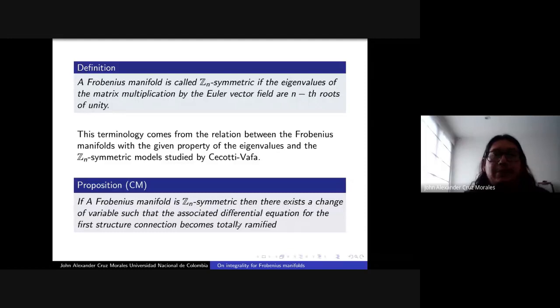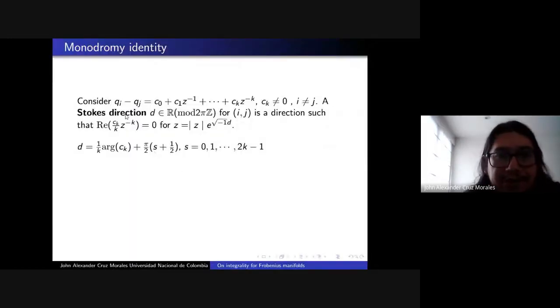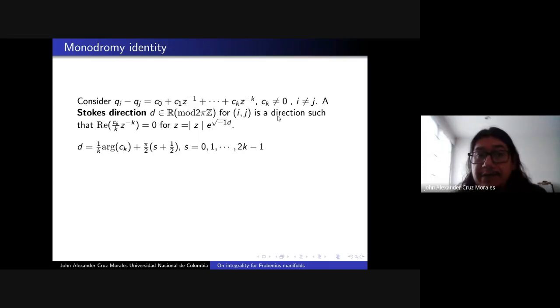So now let me say what the monodromy identity is. You consider this Q of the generalized eigenvalues, and you want to study the asymptotic solution. You want to see how the solution behaves when you cross some Stokes direction, so you have to consider the difference between these generalized eigenvalues. They are series, and this is a sum, actually, for this expression when i is different from j. The Stokes directions are given by this property here. The Stokes directions are the directions we consider to make the sectors where the asymptotic behavior of the equation changes. That's the role of the Stokes directions.